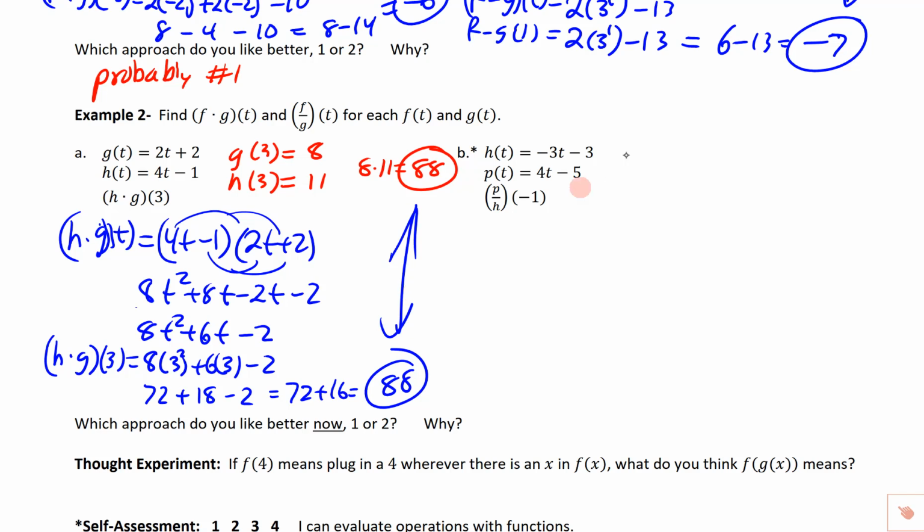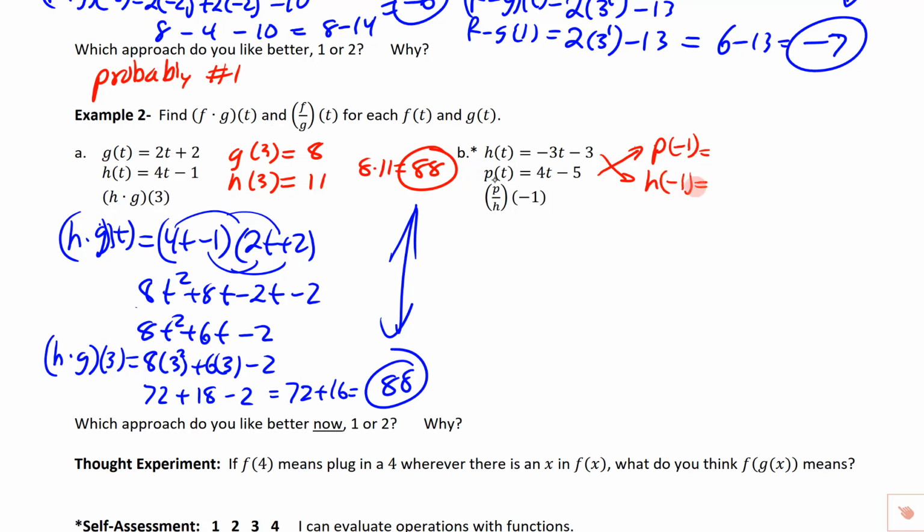Now let's take a look at this one. We need to find p divided by h of -1. Notice that they played a little trick on us here. This is in reverse order, and that makes a big difference when we're dividing. So I'm going to put the p on the top so I don't forget that. I'm going to find p of -1 here, and then h of -1 right there. Make sure we keep those straight.